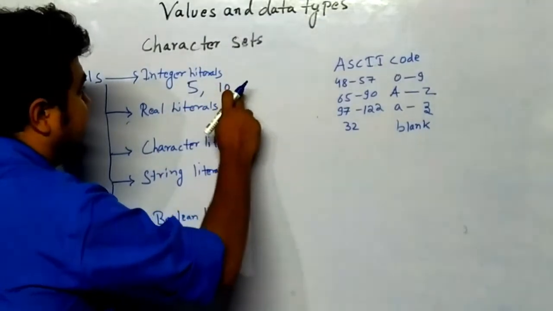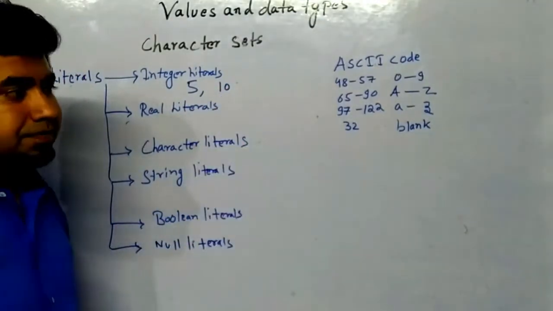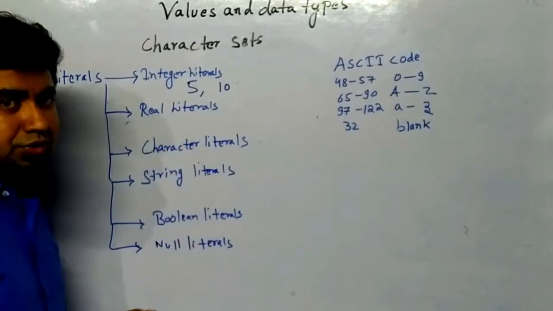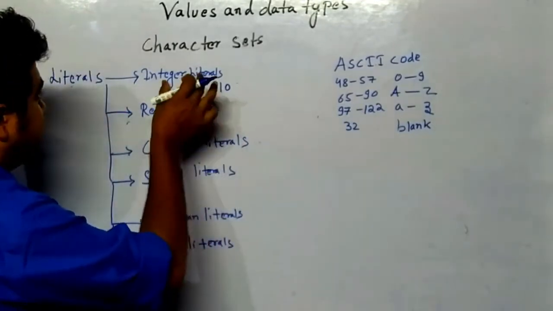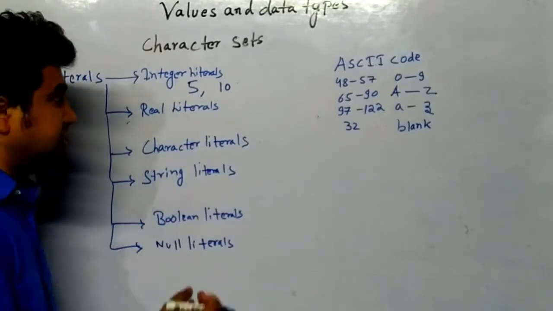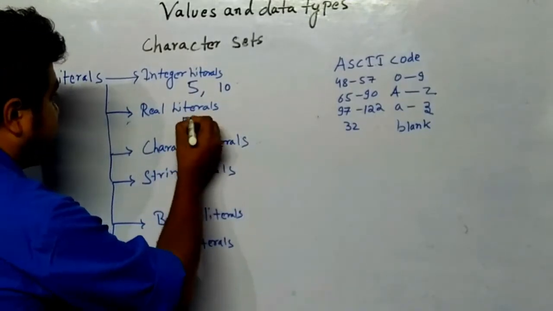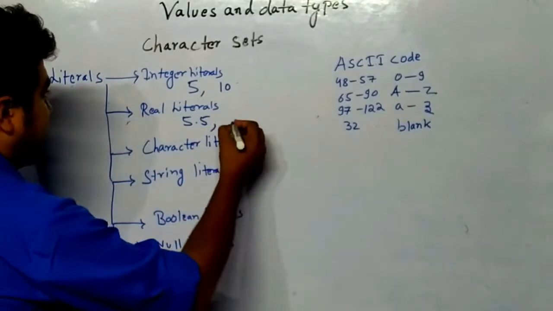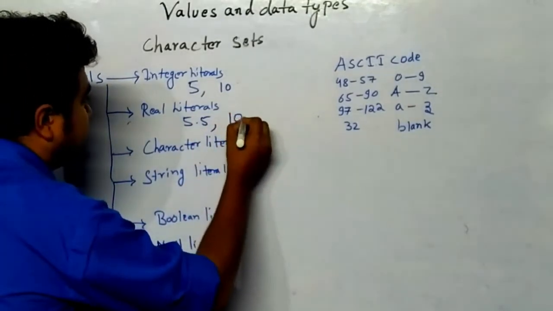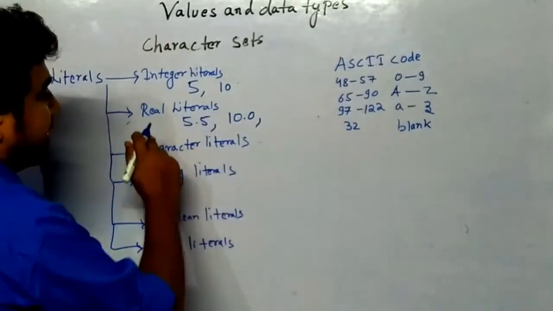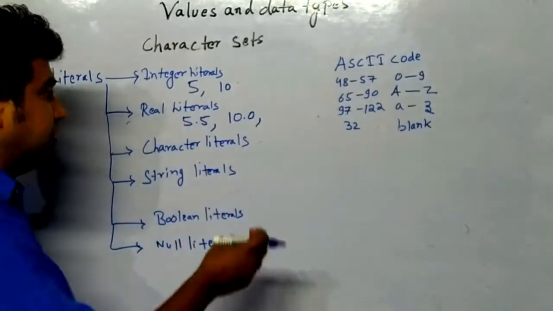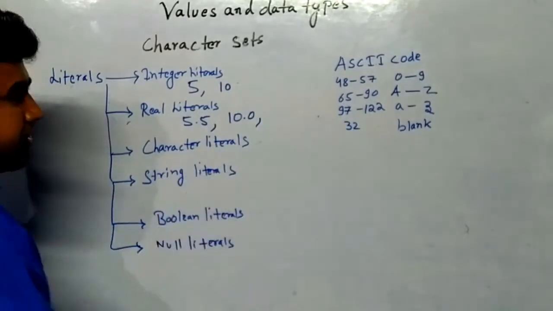If I have to write an integer literal, then it should be 10. So I can say about real literals, as you understood the definition, that the literals which are not integer literals are real literals. So 5.5 is a real literal, or you can say this 10.0 is also a real literal, because it has a fractional part, or you can say decimal part.